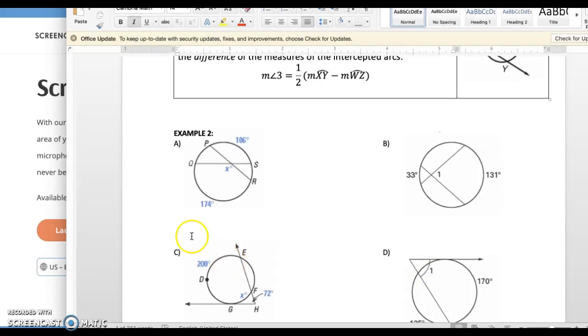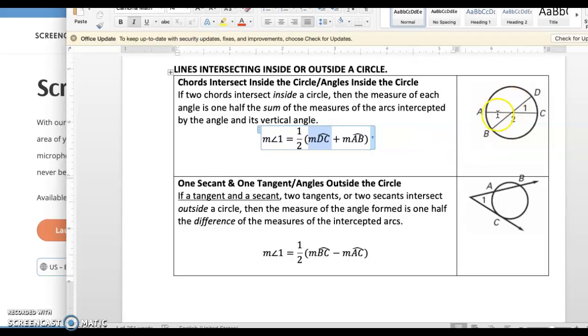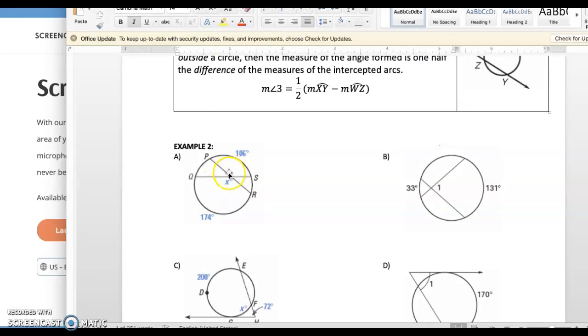So to put that math into practice, let's start with letter A, and that is going to be using this first rule up here. So I want to know what is the measure of X. And I know that X, we have to add up the arc that it intercepts. So first 1/2 times the arc that it intercepts. So it intercepts QR, which is 174, plus the arc that its vertical angle intercepts. So the vertical angle would be directly across from X, and it is intercepting arc PS. So we're also adding 106.